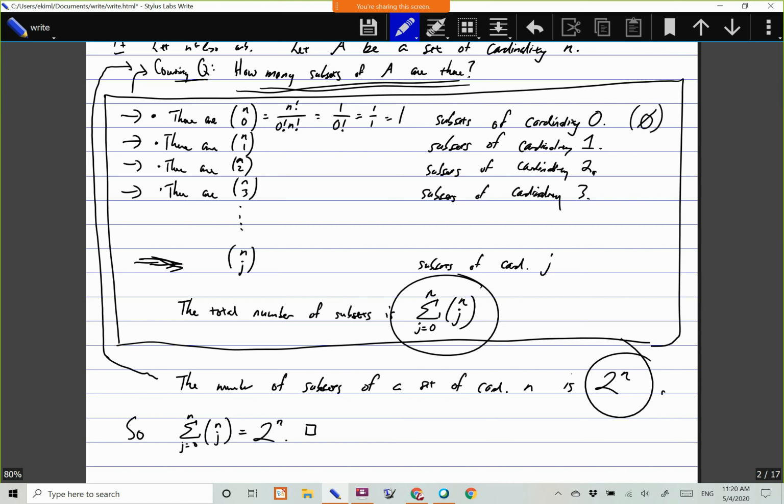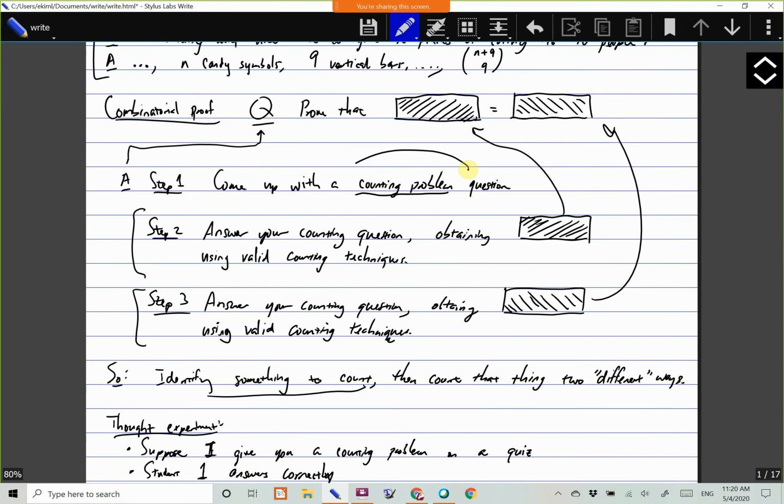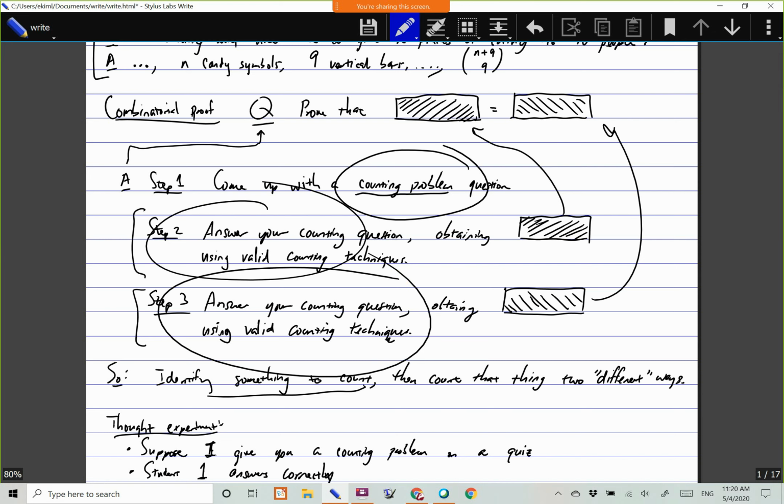Can you point out what the two counting questions are that you came up with? Yeah, no, I can't, sorry, I didn't mean to be snarky, because there aren't two counting questions. There's one counting question which was answered two different ways. That's the key thing. Let me go back up. Over here, come up with a counting question, one counting question, then answer it, right? So the one counting question is answered two different ways. There are not two counting questions here.